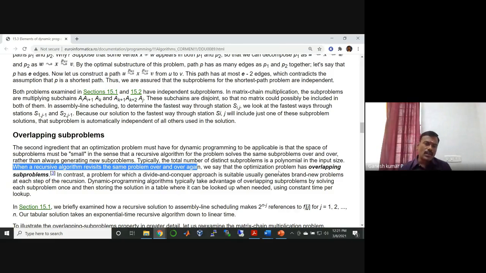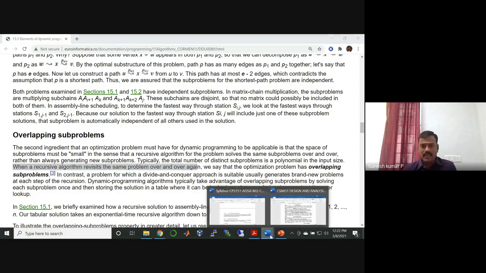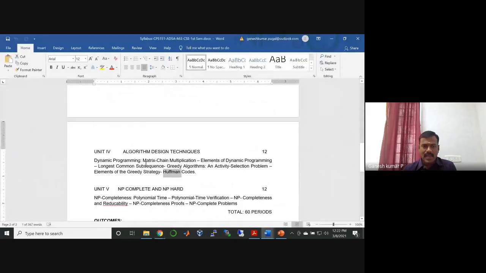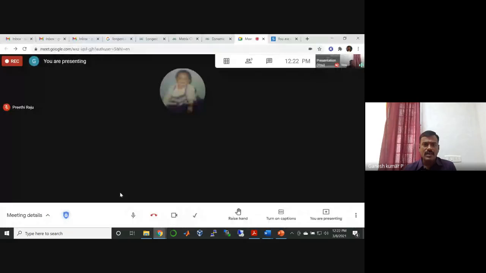So these are the two elements of dynamic programming. Whenever you try to solve a problem, you need to think about whether the optimal substructure is possible, and whether there are overlapping subproblems. Let me discuss these two things with the help of a problem according to your syllabus. According to the syllabus, they have given two problems. One is matrix chain multiplication. Another one is longest common subsequence. So let me choose the first one, matrix chain multiplication.